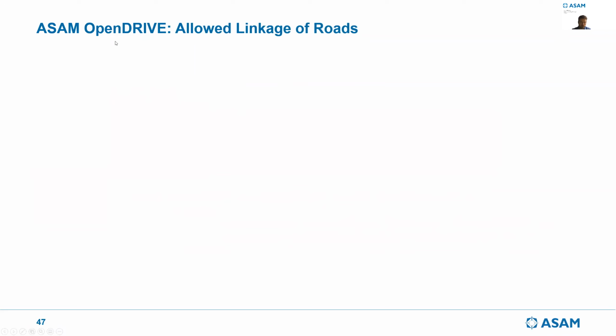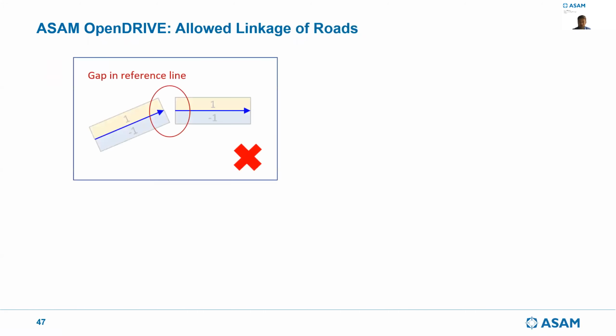Now we defined the linkage of the roads. And now we defined the roads. Now we can link roads together. And of course, there are a few ways how you shouldn't do that, and there is one preferred way to how to do it. So of course, doing something like this can cause problems because you've got a gap in your reference line. And therefore, of course, you will have a gap in your road surface.